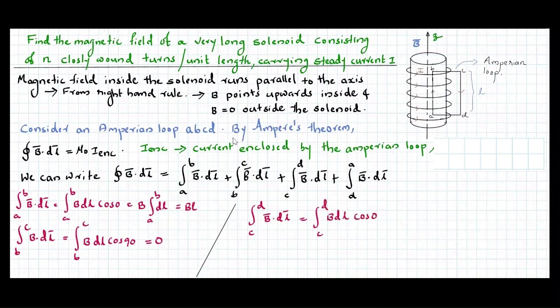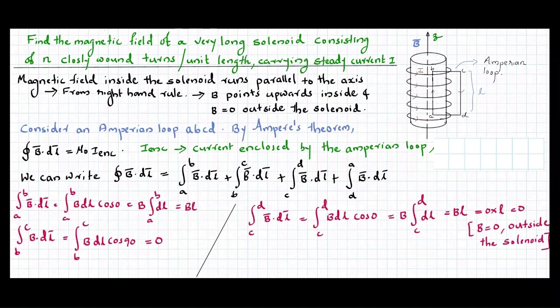Now let us evaluate integral c to d B dot dl, that is integral c to d B dl cos 0. Why is it cos 0? Because dl and B are parallel. That is B times integral c to d dl. Now the segment CD lies outside the solenoid, and outside the solenoid the magnetic field is 0. Therefore, integral c to d B dot dl becomes 0.